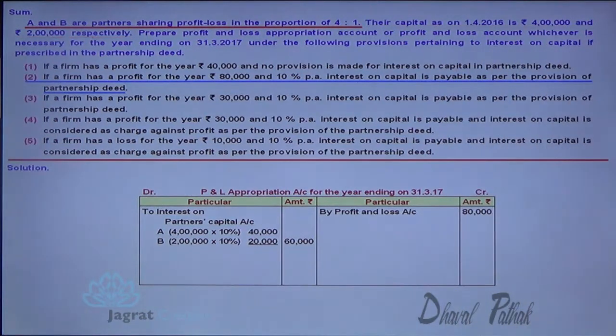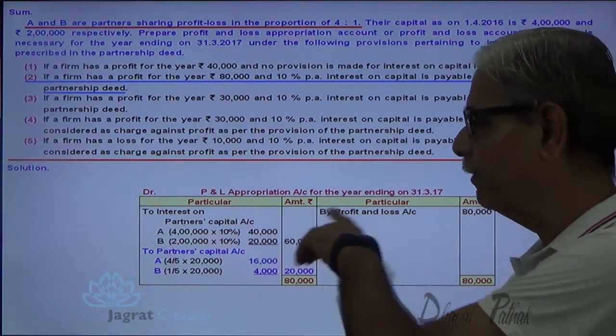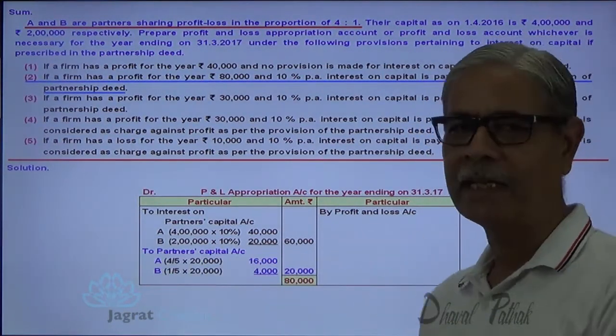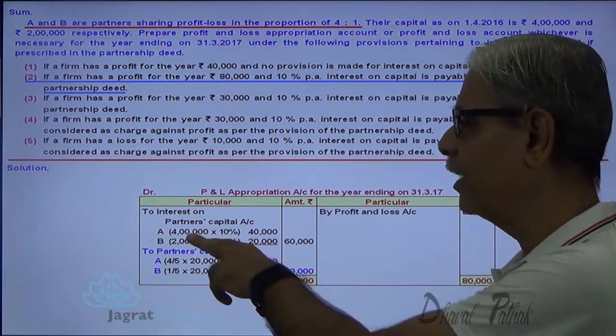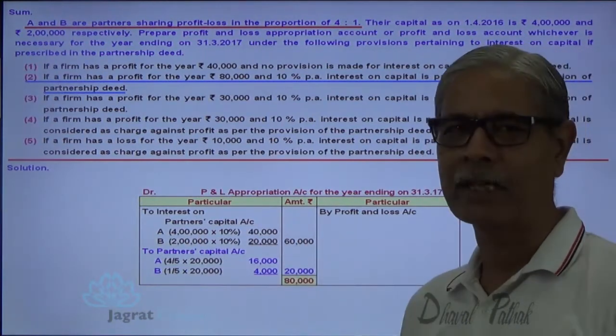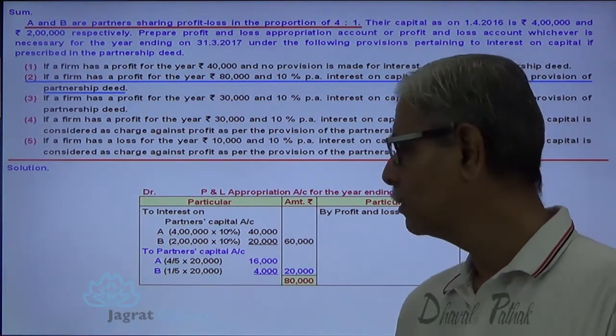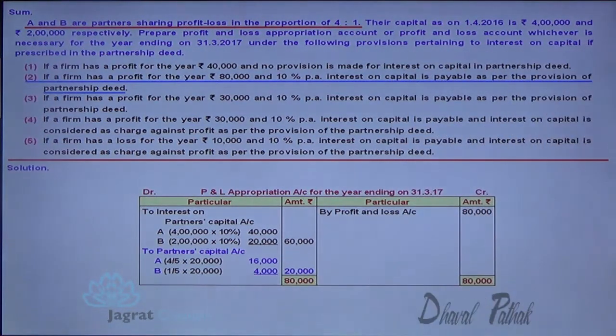Now what's the balance profit? 80,000 minus 60,000, 20,000 is the balance profit. That will be distributed in the ratio of 4:1. So 4/5 of 20,000 is the share of A, 16,000, and 1/5 of 20,000 is the share of B, 4,000. So the capital of A will be credited with 40,000 as interest on capital and 16,000 as share in profit. In the same way, capital of B will be credited with 20,000 as interest on capital and 4,000 as share in profit. This is how 80,000 profit is distributed.